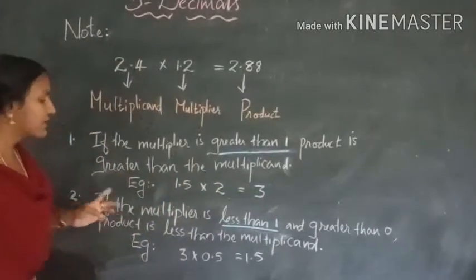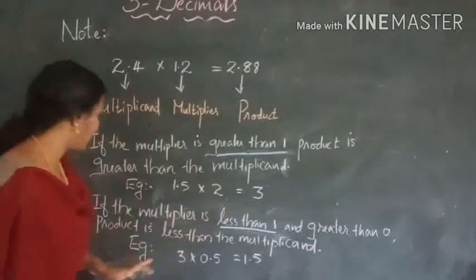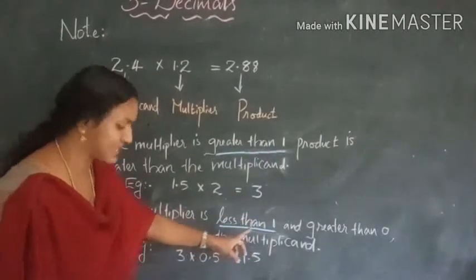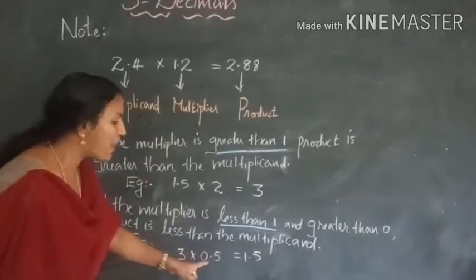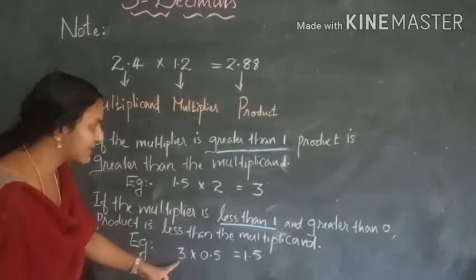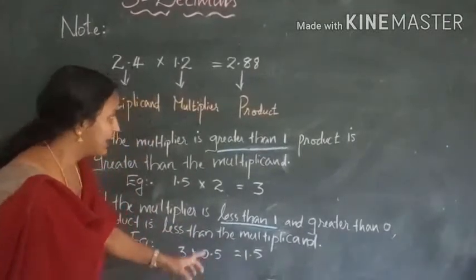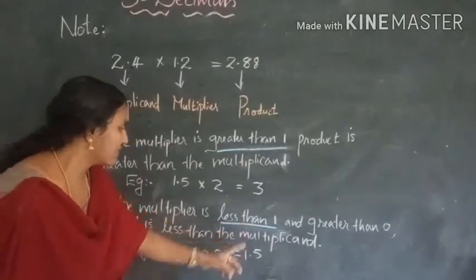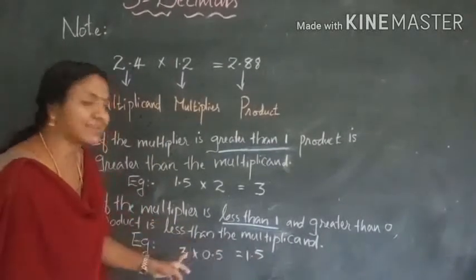The next point, if the multiplier is less than 1 and greater than 0, the product is less than the multiplicand. Example, 3 into 0.5 is equal to 1.5. Here the multiplicand is 3 and the multiplier is 0.5. The product is 1.5. Here the multiplier 0.5 is less than 1. So the product 1.5 is less than 3.